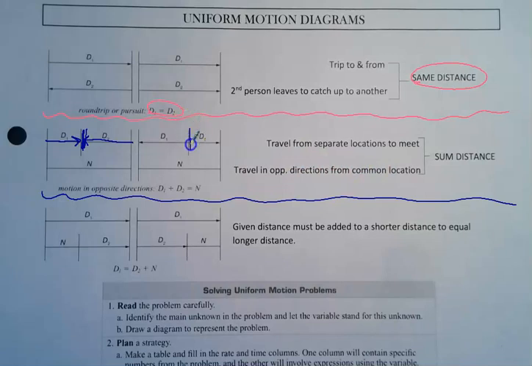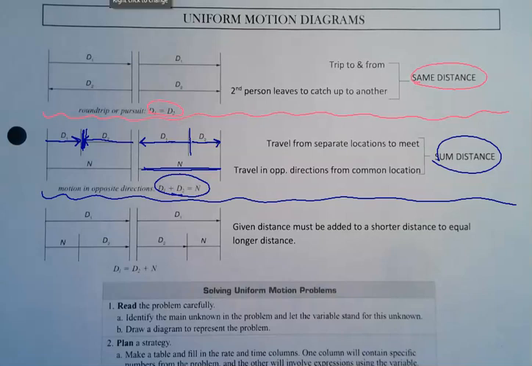So here's our common location, and one is traveling east and one is traveling west. We're traveling in opposite directions, but then they give us the total distance, the n down there. In this case, we sum the distances. That's why in this equation we have distance 1 plus distance 2 equals that total distance of n. So different problems call for different setups of the formulas.